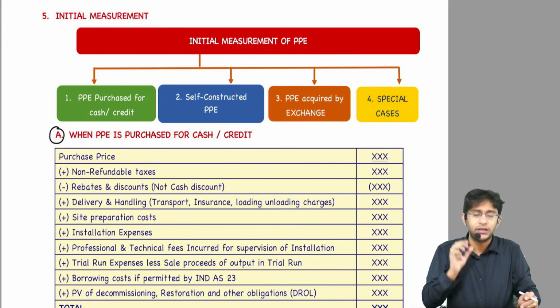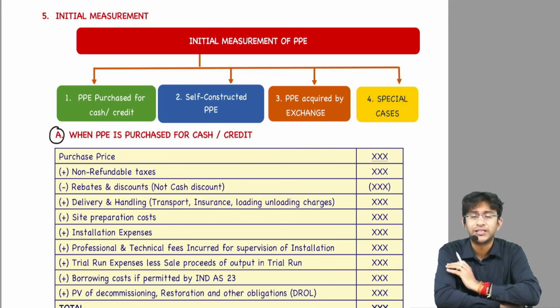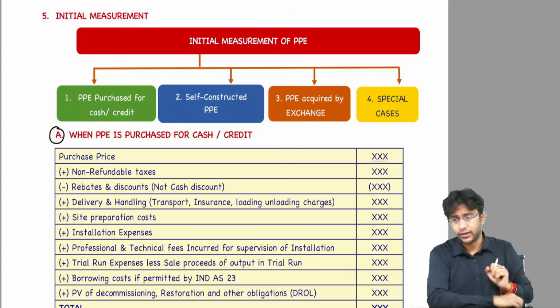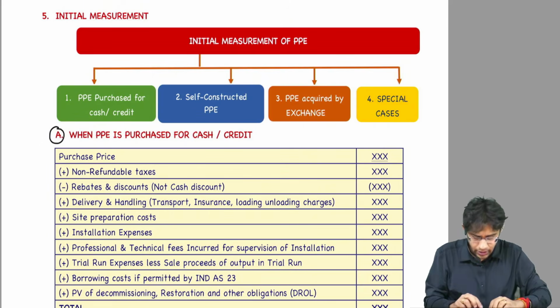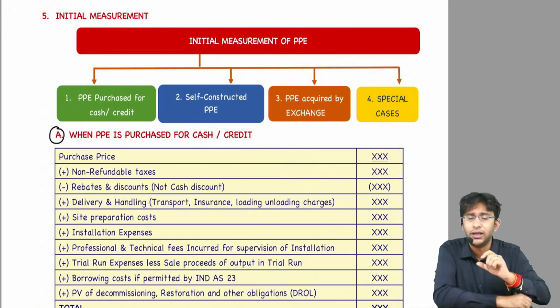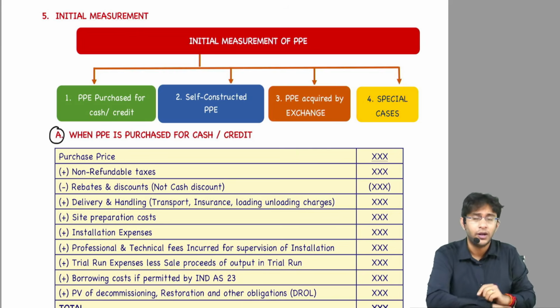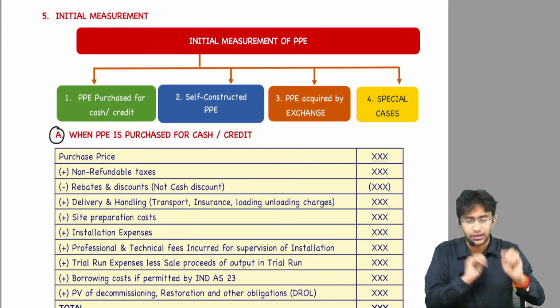When PP is purchased for cash or credit, let's take an example. Let's say our factory is in Hyderabad. The machinery is there with some manufacturer in Jaipur. I went there, I negotiated the price.